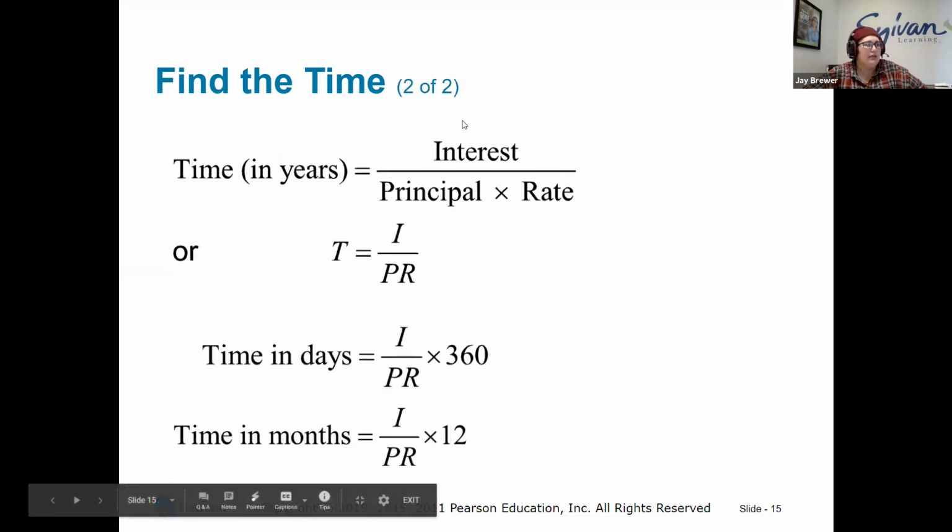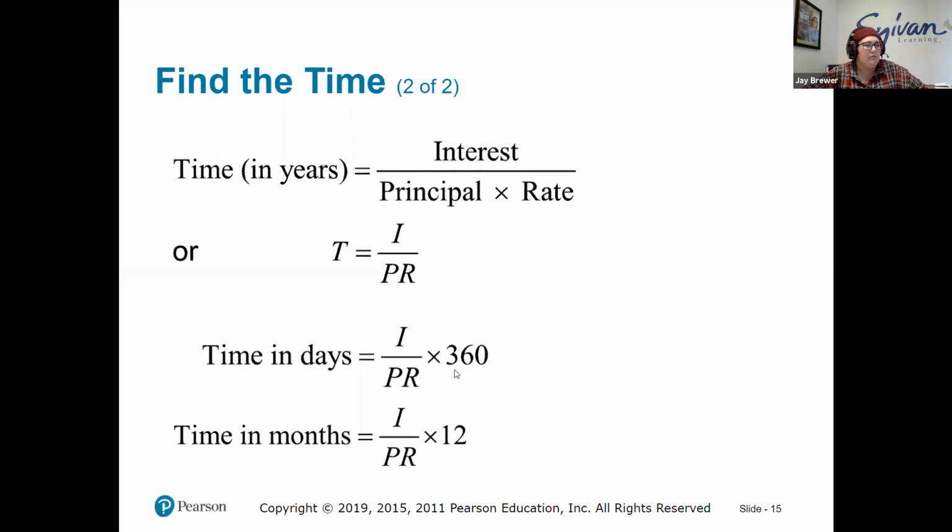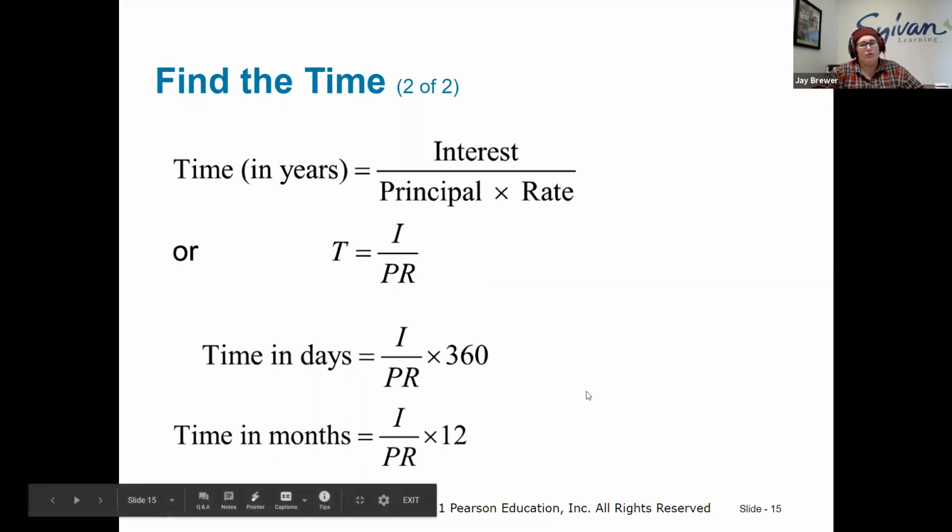Here it is written in words for you. Again, take a look here. You have a different factor that you have to multiply by if you're looking for days in time. So if it's in years, you're fine. You just do the formula. If it's time in days, you have to multiply by 360. And if it's time in months, you have to multiply by 12.